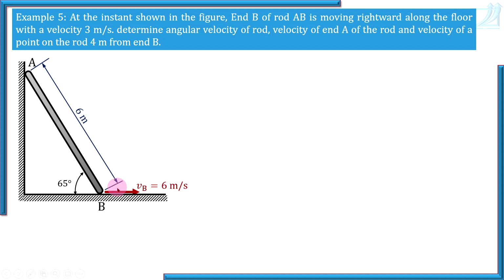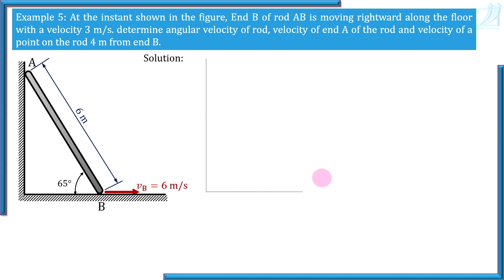Now listen. If point B is moving rightwards along the floor, this is not a stationary body. The rod is moving. And end B is moving rightwards, so we are sure that end A is sliding on the vertical surface in the downward direction. It's impossible that B is moving rightwards and A is moving upwards. The rod will not get elongated. So B is moving rightwards and A is moving downwards. We can visualize that. So let's draw a diagram of this rod in motion and we'll show linear velocity vectors in the diagram.